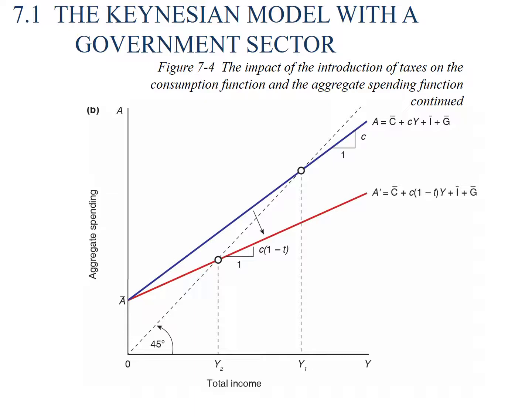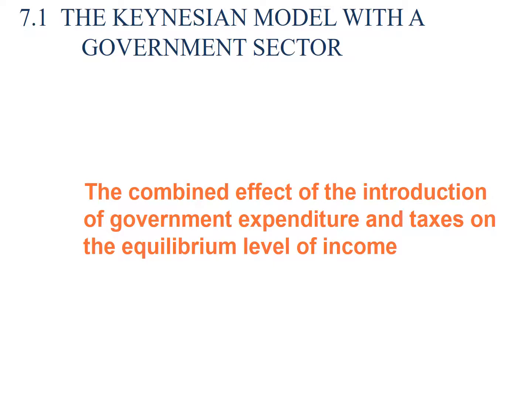The introduction of taxes means that aggregate spending will be lower than previously due to a decrease in induced consumption. This will result in a decrease in equilibrium income, as reflected by Y2. Just another quick summary: the introduction of proportional tax leaves the autonomous spending unchanged, reduces the multiplier effect, and reduces the equilibrium level of income, ceteris paribus.